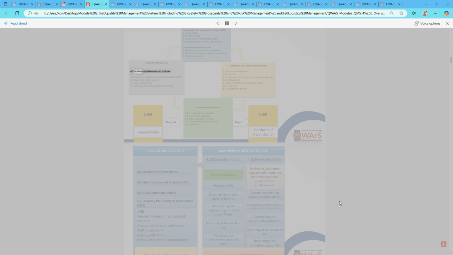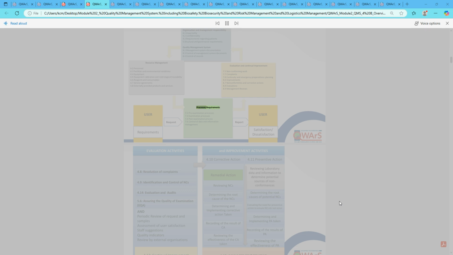6.2 Personnel, 6.3 Facilities and Environmental Conditions, 6.4 Equipment, 6.5 Equipment Calibration and Metrological Traceability, 6.6 Reagents and Consumables, 6.7 Service Agreements. 6.8 Externally Provided Products and Services. Evaluation and Continual Improvement. 7.5 Non-conforming work, 7.7 Complaints, 7.8 Continuity and Emergency Preparedness Planning, 8.6 Improvements, 8.7 Nonconformities and Corrective Actions, 8.8 Evaluations, 8.9 Management Reviews.